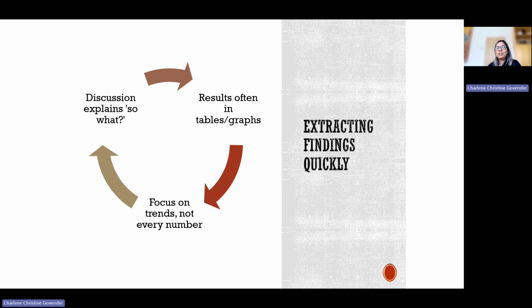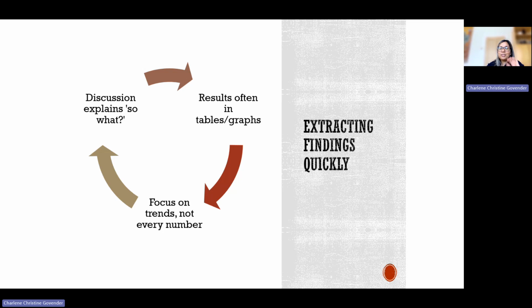You don't need to interpret every number. Okay, I'm going to say that again. You don't need to interpret every number. Okay, focus on the overall trends and patterns. What direction does the data point lead to? Was there an increase, a decrease, or no reaction or no change?